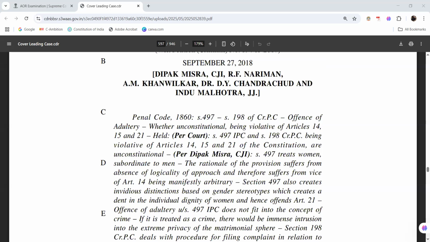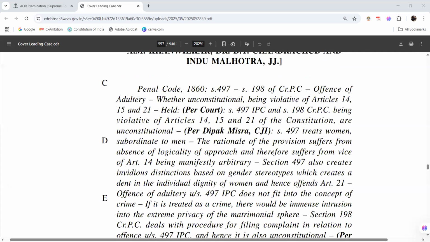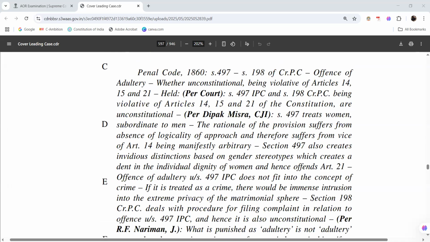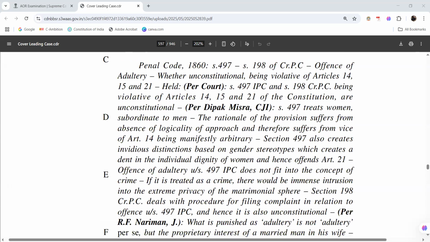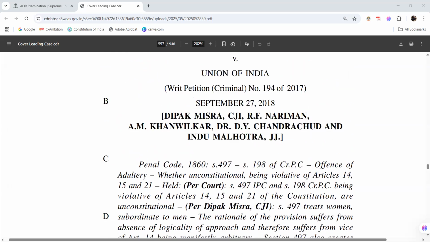the new code. Basically, in this case, the challenge pertained to Section 497 of the IPC, which provides adultery to be an offense, and it was questioned whether adultery is unconstitutional because it is violative of Article 14, 15, and 21 of the Constitution of India. Now, this case was decided by a 5 judges bench comprising the then CJI Justice Deepak Mishra, Justice Arif Nariman, Justice Khanwilkar, Justice Chandrachud, and Justice Indu Malhotra.